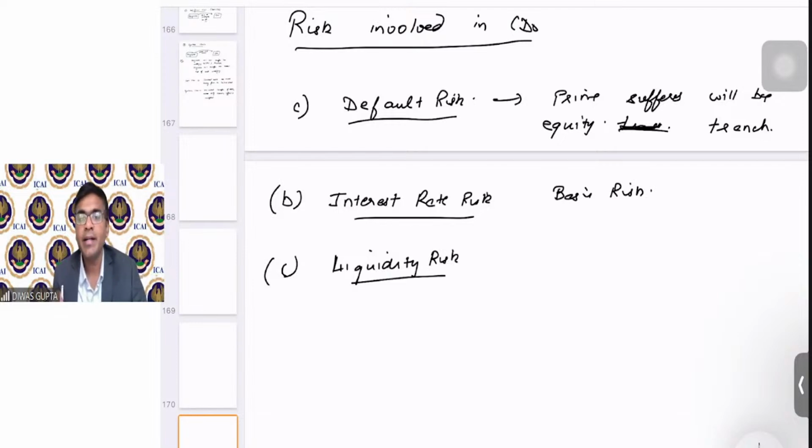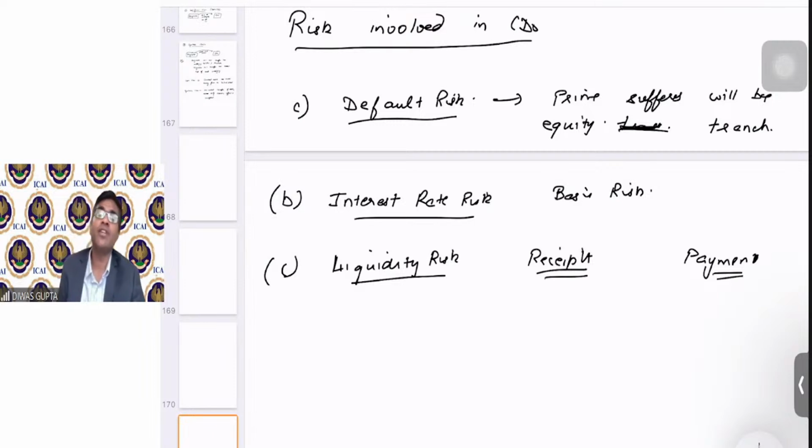Liquidity risk, students, means that the security I have purchased will have receipts in the form of the underlying paying to the SPV, right? And there will be payments, that is, the SPV paying it to the people. So the timing of receipts will not be equal to the timing of payments. Clear? Prepayment risk.